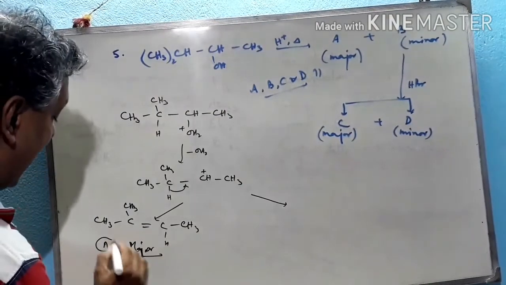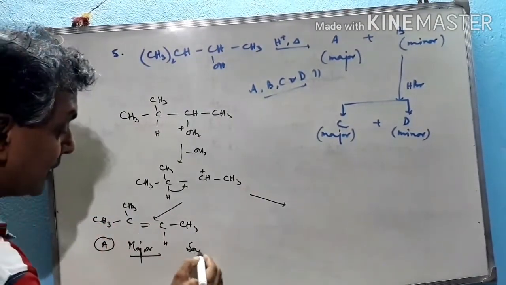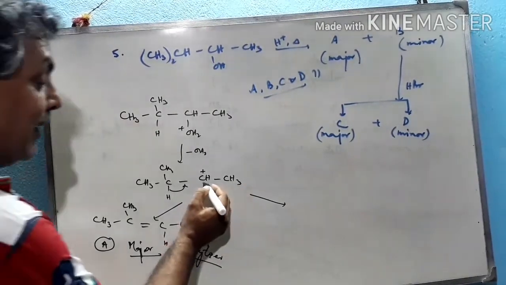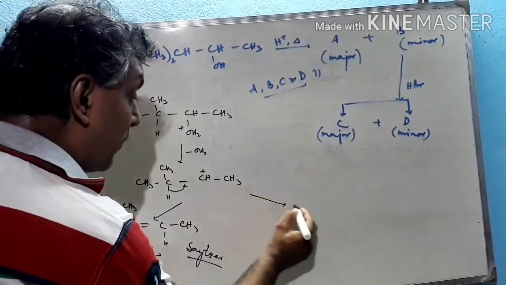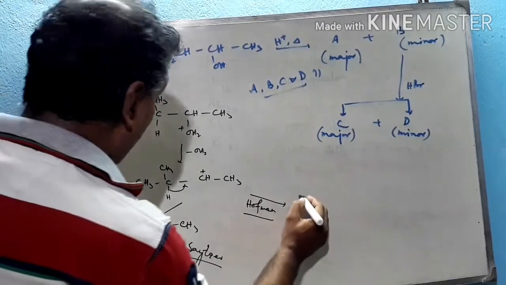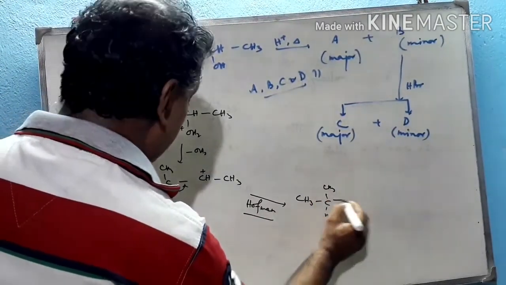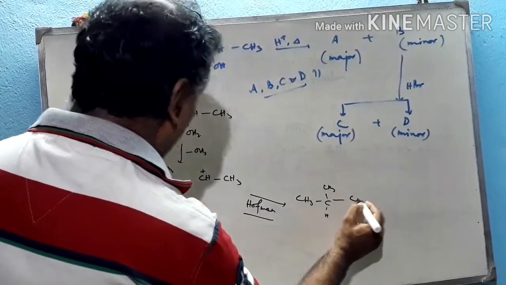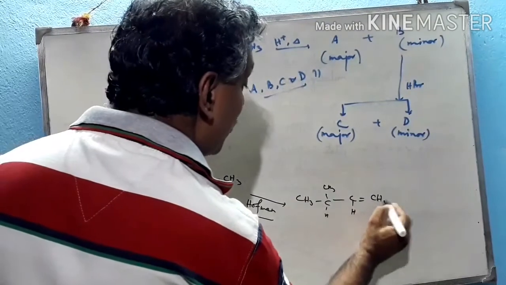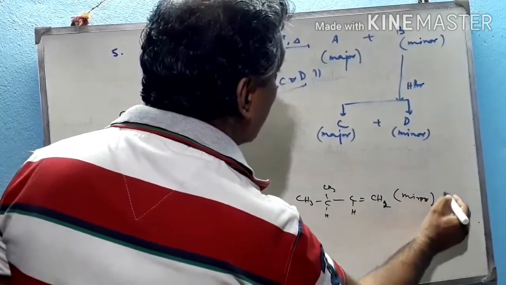That means this is A. But if the double bond forms from the other side, that will be the minor product, so it will be the Hofmann product. (CH3)2CH-CH=CH2. This will be the Hofmann product. This is the minor product. That means this is B.